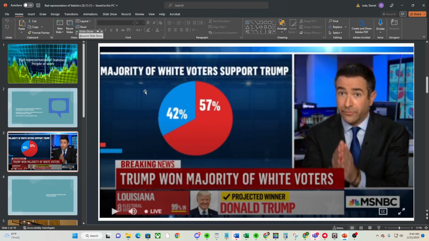Right here it says Trump won the majority of white voters, and while that's true, they try to really exaggerate what's going on here because you see here the pie slice is actually around 70%, and they have it listed as 57%. So it makes it look like way more white voters supported Trump in that election. It's one way to do it. So just make sure when you're doing your numbers on your pie chart that they actually represent the proportions of the slice.